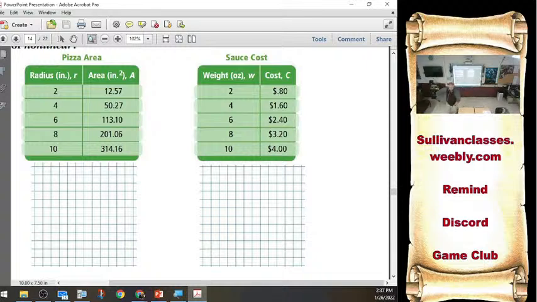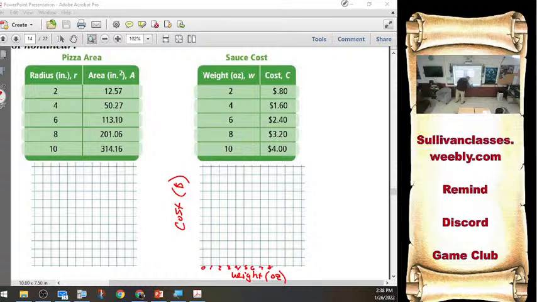Okay, looks like most of us got it fairly quick. I'm going to say, here's my weight in ounces. I'm going to label this as my cost in dollars. I just wrote it sideways, so it sucks. 0, 1, 2, 3, 4, 5, 6, 7, 8, 9, 10, 11, 12. Yay.